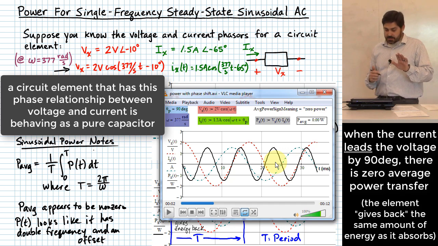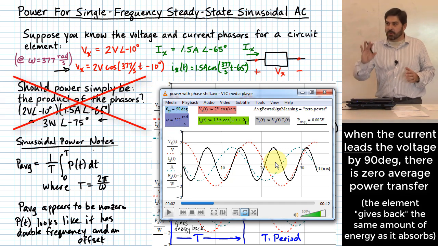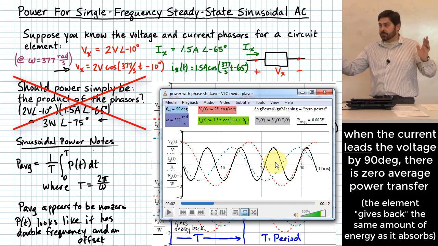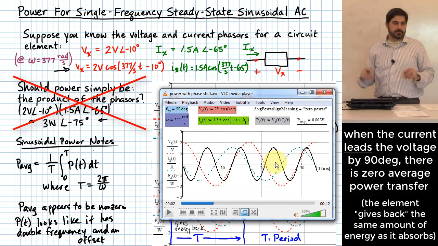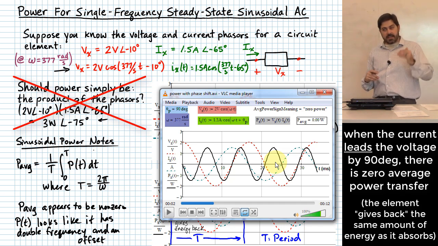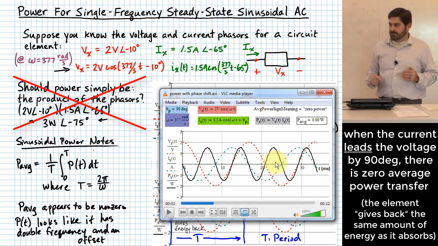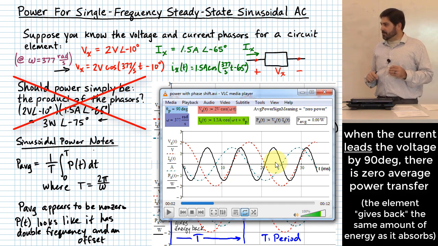And what you notice on this, how much power on average does a capacitor take? Like how much power is absorbed in the capacitor on average over time? 0. And that's because however much it takes in, it gives it back. And you see it there on that curve.